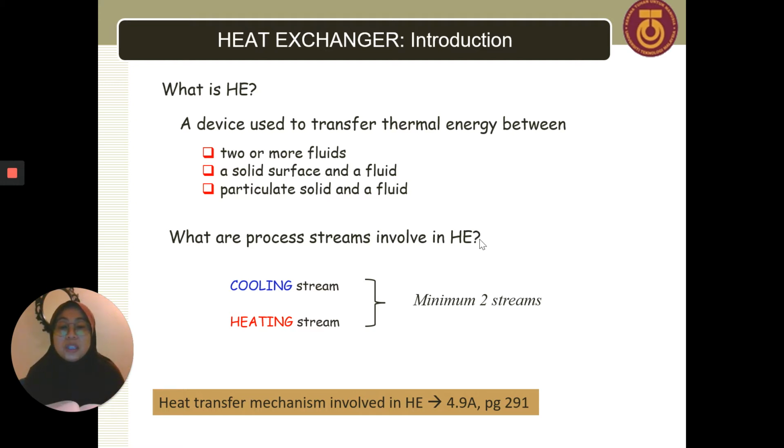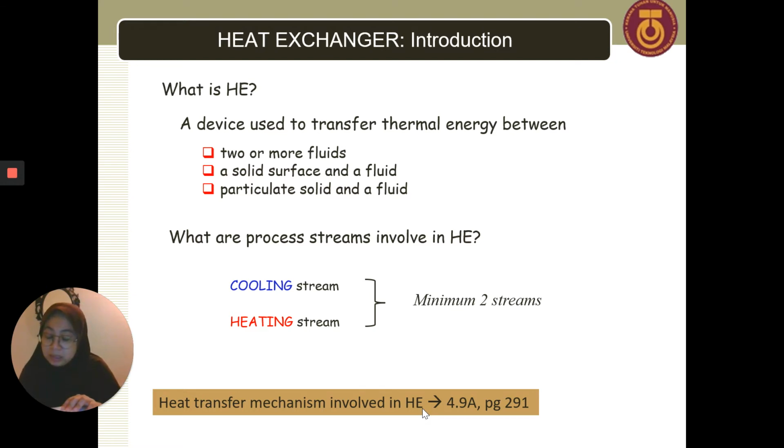You can also read more on the mechanism involved in a heat exchanger. Refer to your textbook, section 4.9a, page 221. From there you can see that the mechanisms of heat transfer for the heat exchanger are actually two. The first one is via convection, and the second one is via conduction.